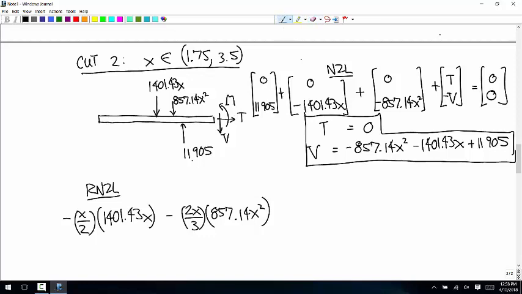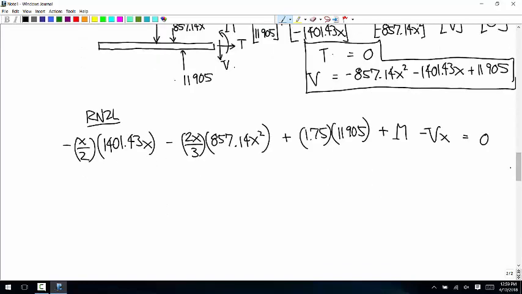And then what's the moment arm for the 11,905? That doesn't move. That doesn't depend on x. That's just always halfway, 1.75 meters from either end. And that's a counterclockwise moment. So plus 1.75 times 11,905. And plus m minus vx is equal to 0. And so you get m is equal to vx.